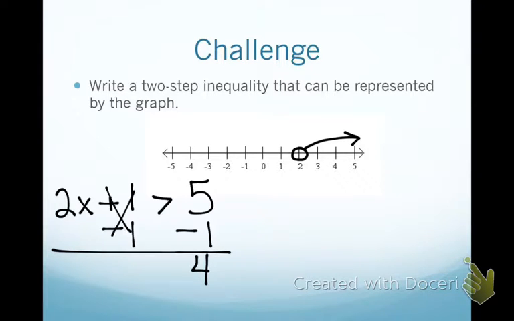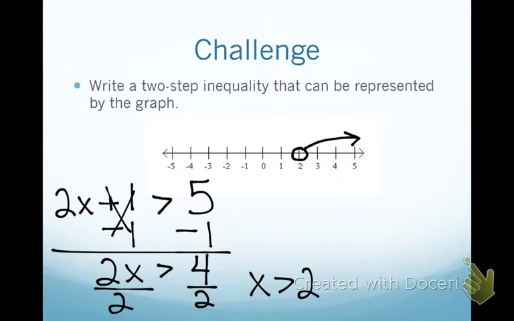So now 2x is greater than 4, and I divide both sides by 2, and x is greater than 2. See how I did that? Okay, I just came up with one number that was 1 above the number that was my target.